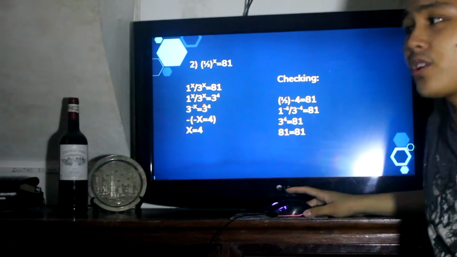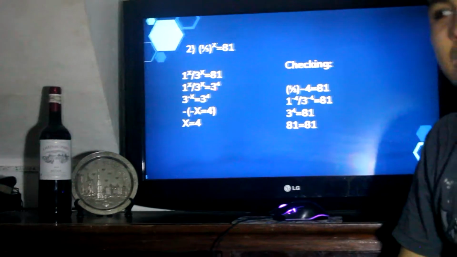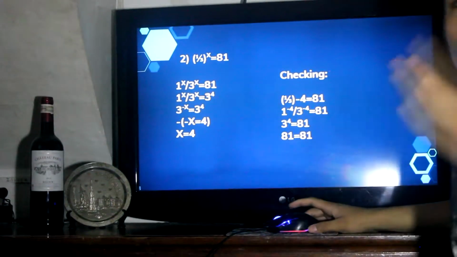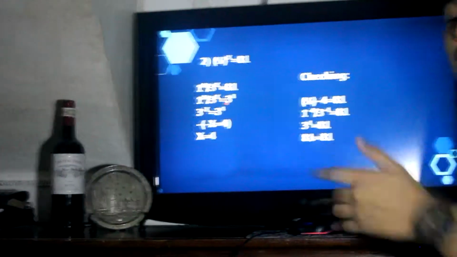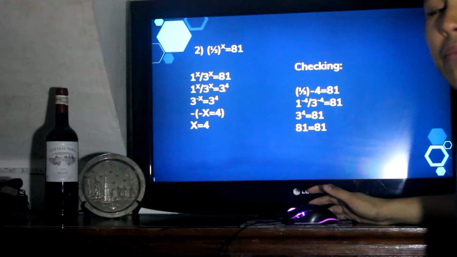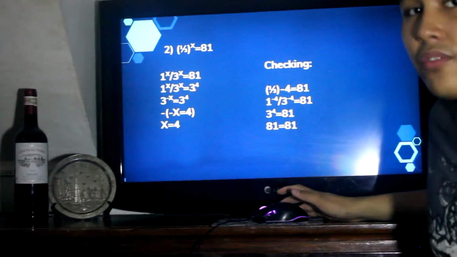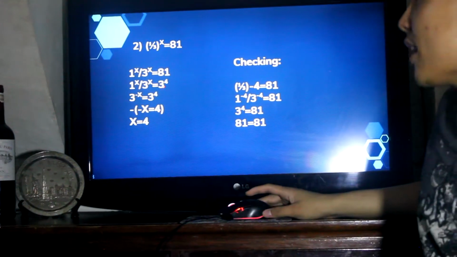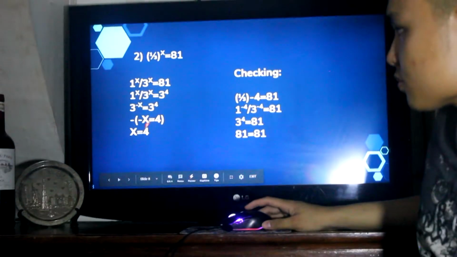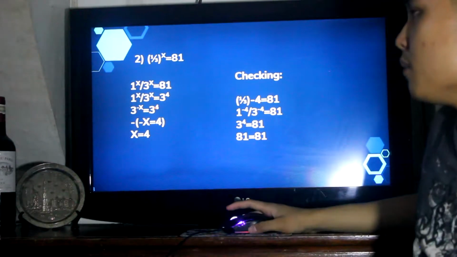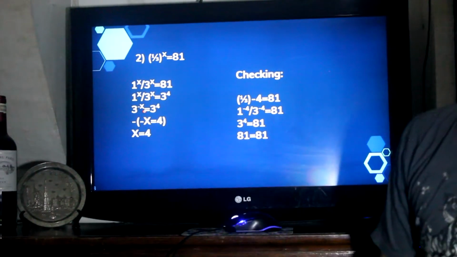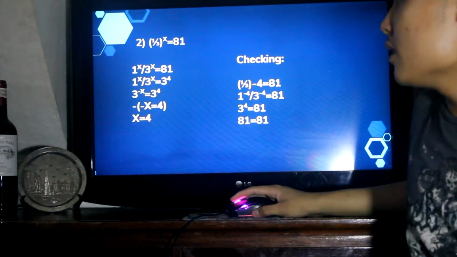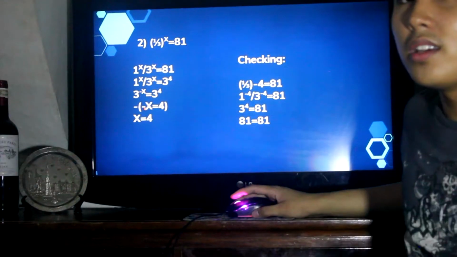Paano siya naging 3 raised to 4? Kasi kailangan mo maging same base nung 1/3. So, ginamit ko 3 kasi may 3 rin yung 1/3. So, bakit 4? Kasi 3 times 3 is 9, times 3 is 27, times 3 is equals to 81. So, using the one-to-one property, masasabi kong negative x is equals to 4. But, since bawal tayo magkaroon ng negative variable, ang gagawin ko is multiply ko siya sa negative 1 para maging x is equals to negative 4.